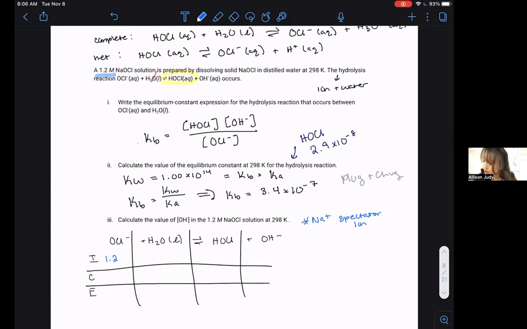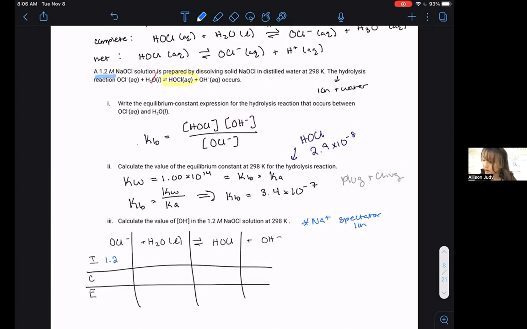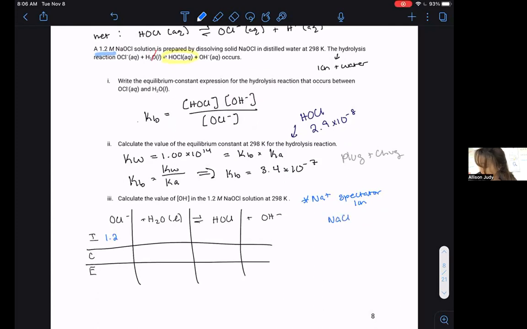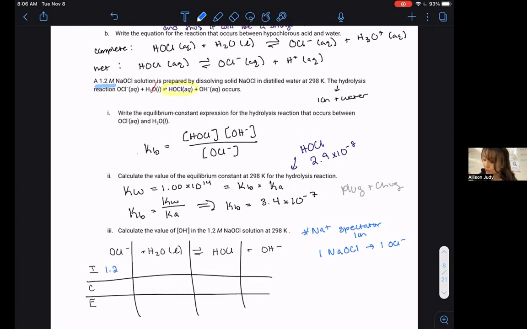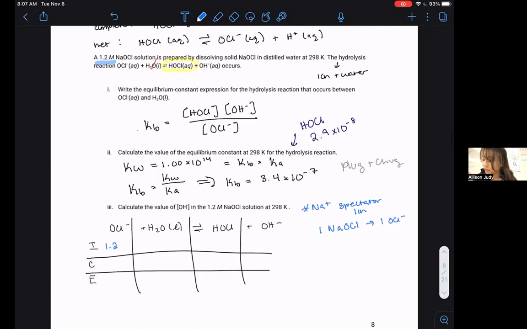Spectator ion. So you would have a concentration of 1.2 OCl minus, because you know for every NaOCl, you are going to produce 1 OCl minus, in molar ratio. So that's why I could say that the original concentration of 1.2 molar NaOCl is my initial concentration of OCl minus. I do not care about the water. And of course, I start with initially no ions produced because I didn't dump this into a solvent that already had an ion present. So I'm just going to use standard ICE table practices.